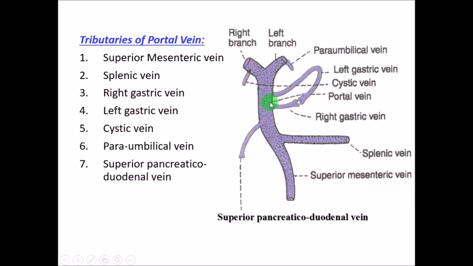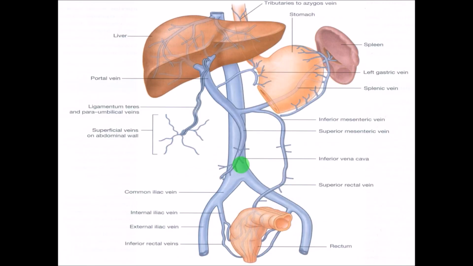So all these are the tributaries of the portal vein itself. The superior mesenteric vein and the splenic vein will be the main veins which will join to form the portal vein. Then the right gastric as well as the left gastric, the cystic, paraumbilical as well as the superior pancreatico-duodenal vein. All these are the tributaries of the portal vein.